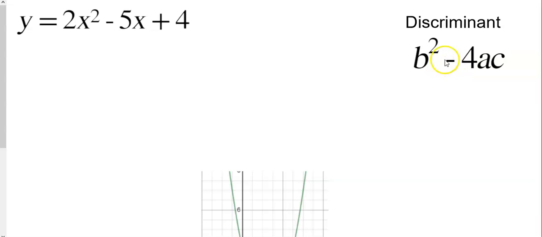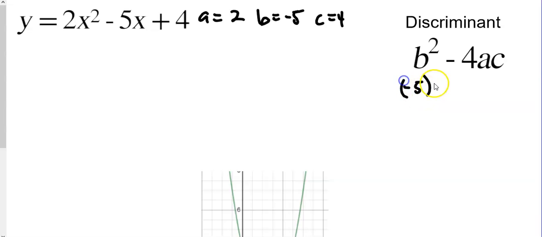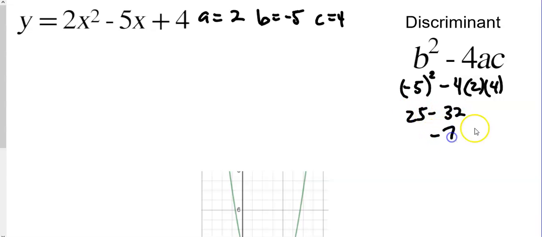So if you have the b squared minus 4ac again here, graph that equation. Put that in Desmos or your calculator. Notice now a is 2, b is -5, and c is 4. So if we go -5 squared minus 4 times 2 times 4, 25 minus 32, we get -7.